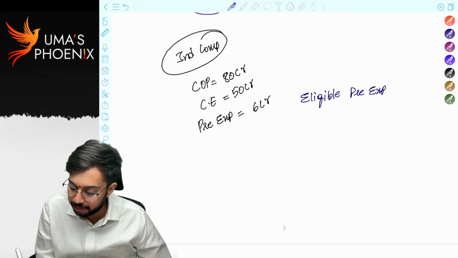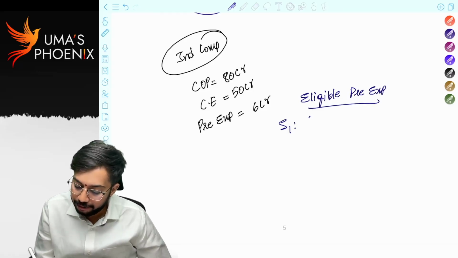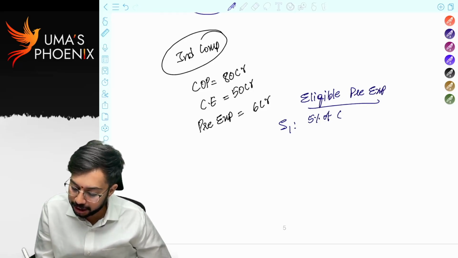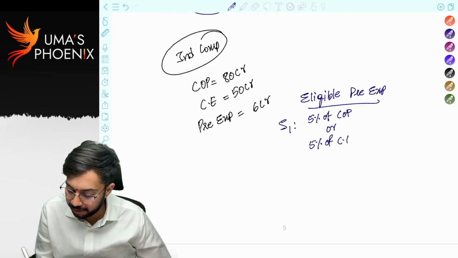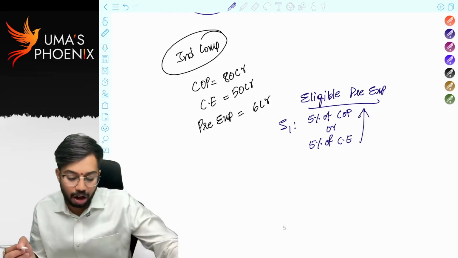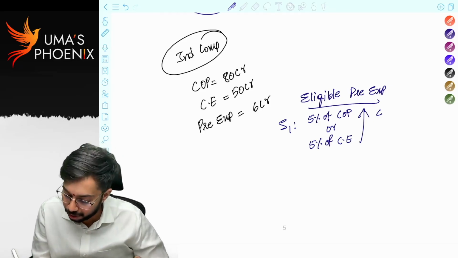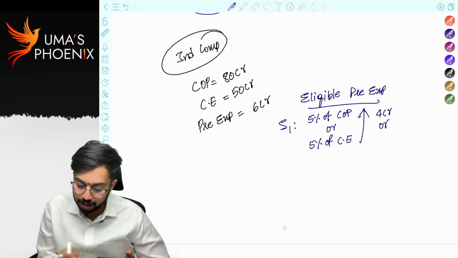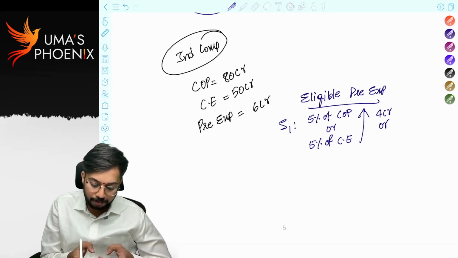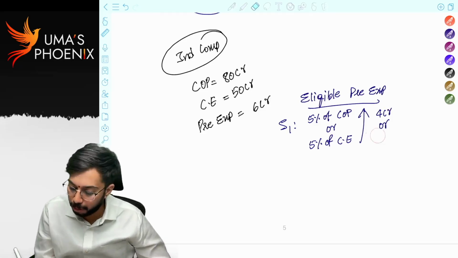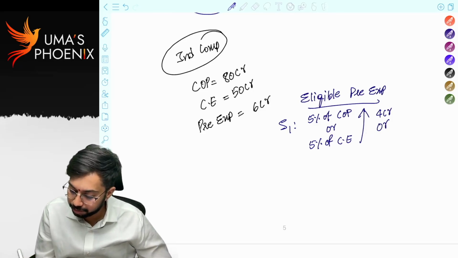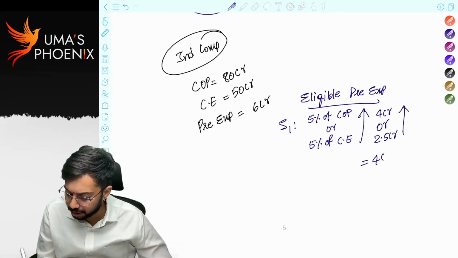3 steps, right? Step 1, 5% of cost of project or 5% of capital employed, whichever is higher, correct? How much is cost of project? 80 crores. 80 into 5%, 4 crores, or 50 into 5%, 2.5 crores. Whichever is higher means 4 crores.